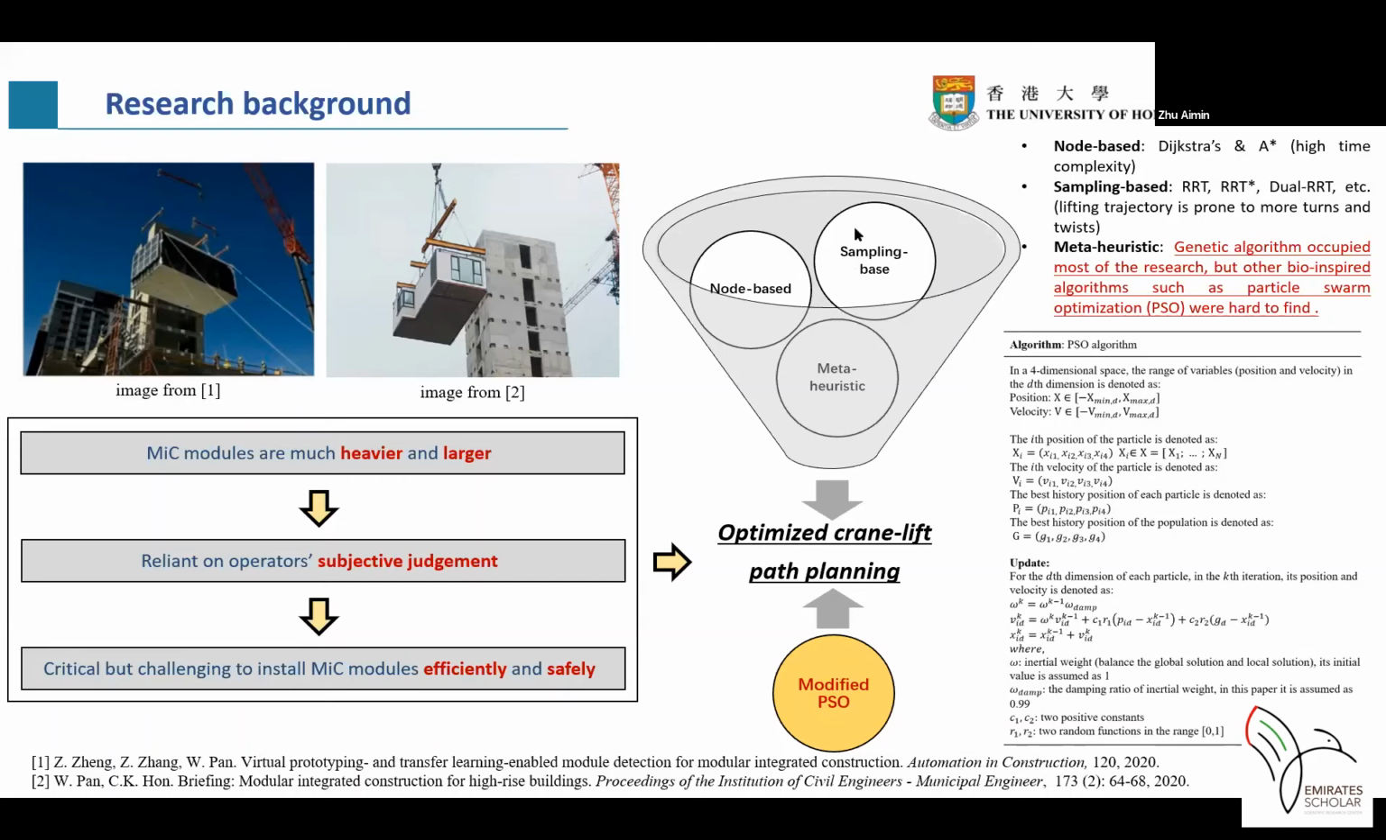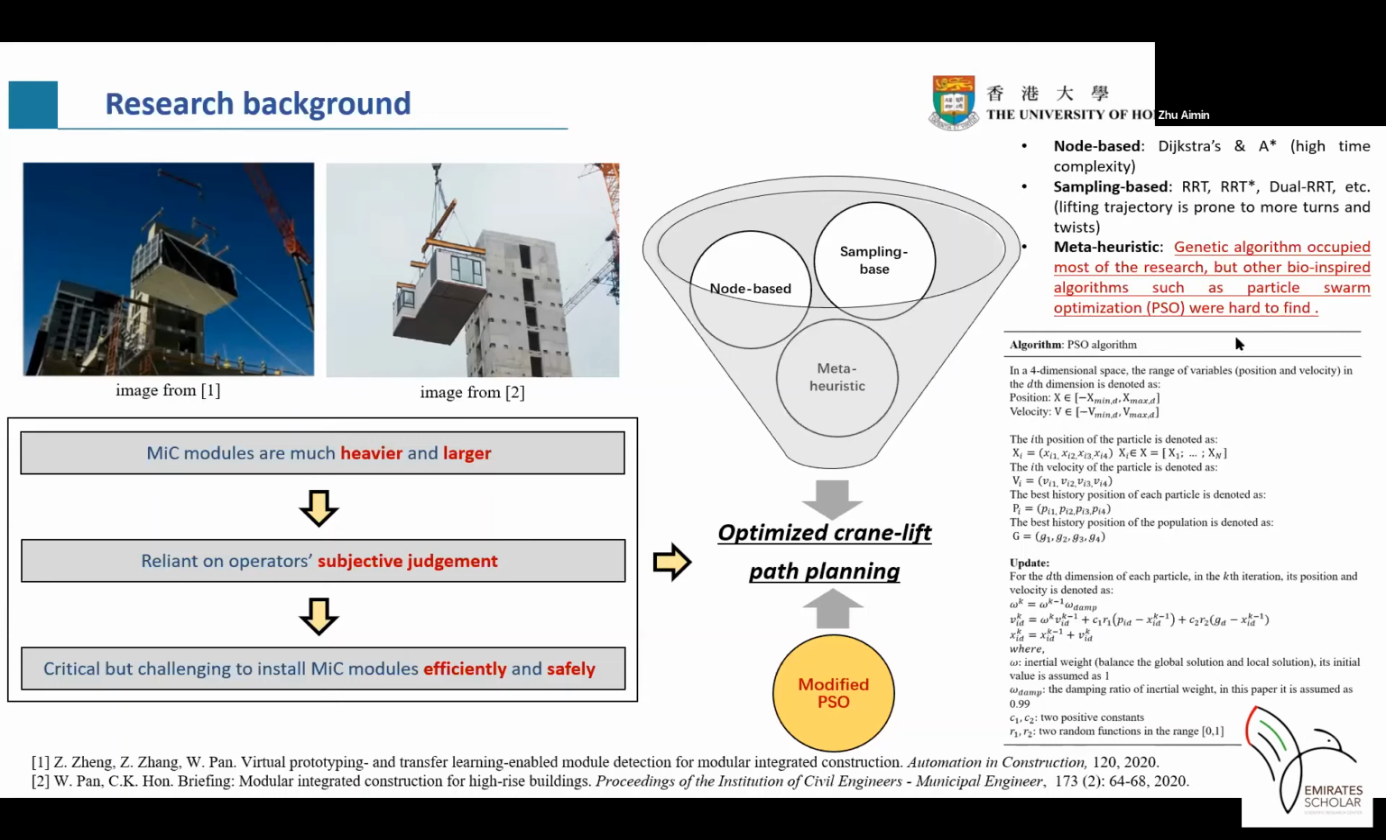These methods can be grouped into three categories. The first category is the node-based algorithms, including Dijkstra and SDAs. But these algorithms have high time complexity. The second kind is the sampling-based algorithms, for example, the rapid-exploring random tree and its variants. But the lifting trajectory is typically prone to more turns and twists. And the third one is the metaheuristics.